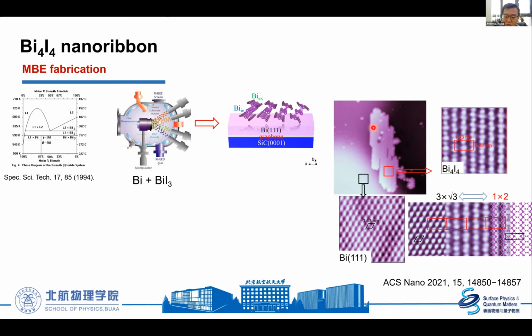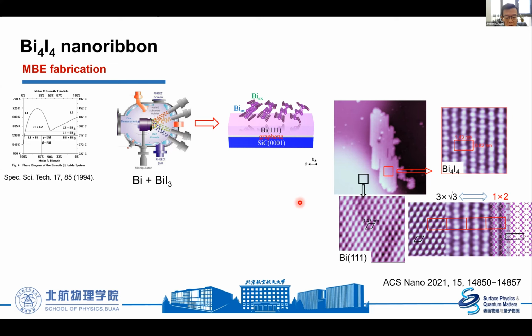And the high resolution STM images show the rectangular unit cell of our nanoribbon with the lattice constants of 0.82 nanometer and 1.43 nanometer. The 1.43 nanometer is close to the lattice b constant. But the 0.82 nanometer is almost twice the value of the lattice b constant.